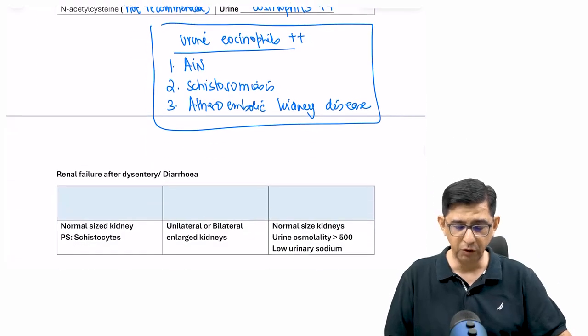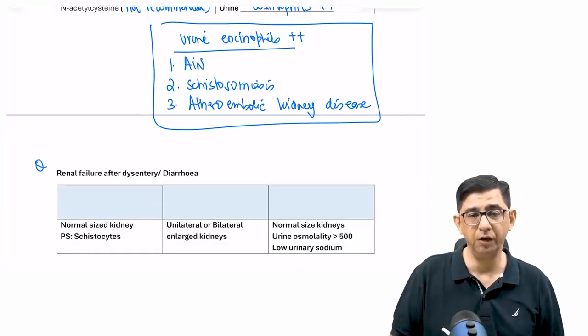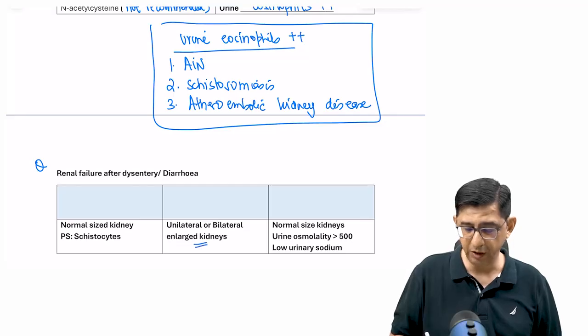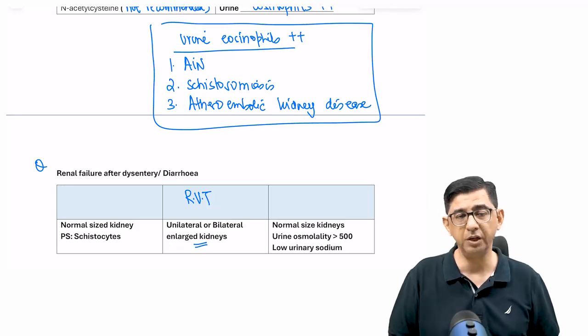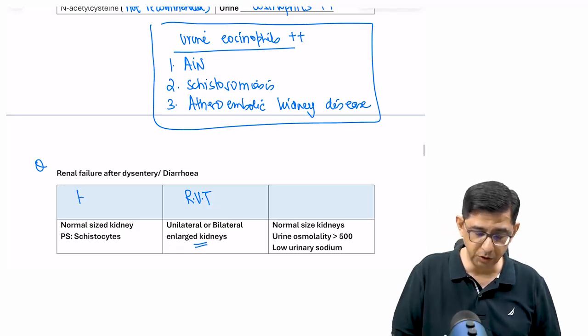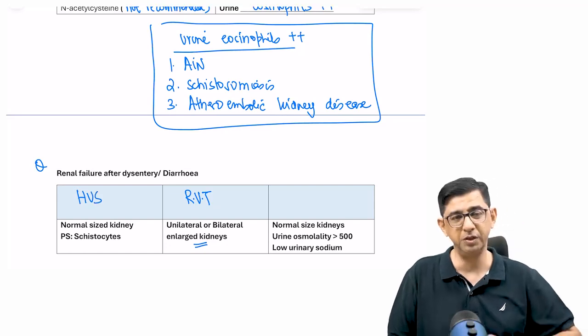Then he will give you a situation of renal failure after dysentery. If he mentions that the kidneys are enlarged, then always answer it as renal vein thrombosis. But if he specifically mentions the kidneys are normal and the peripheral smear shows schistocytes, then your answer is hemolytic uremic syndrome.